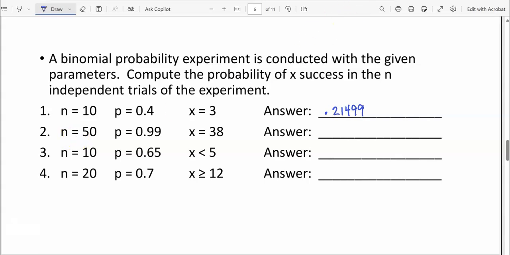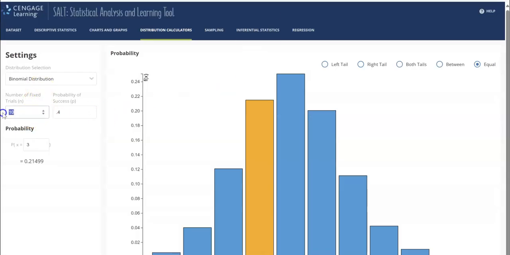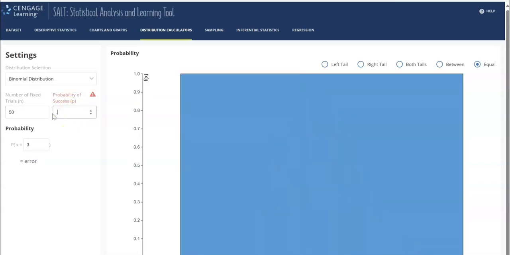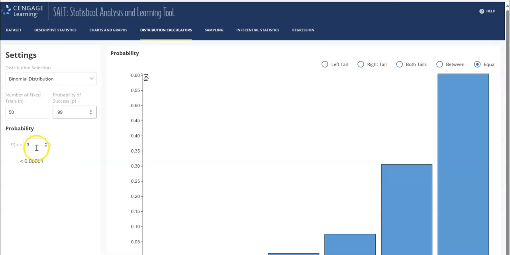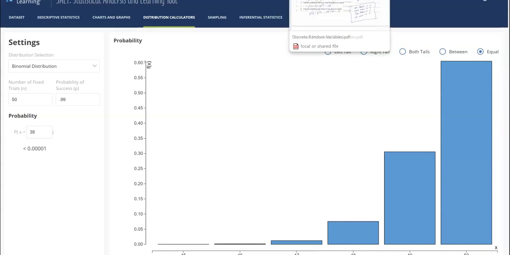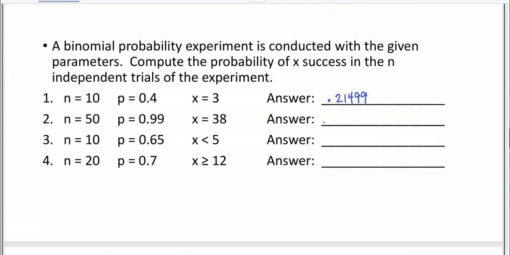We've got number 2, and it's going to be 50. So our number of trials has increased, and look at that probability of success. We're looking at 0.99, so almost 100% there. And we want to know what's the probability we're going to have exactly 38 successes. And you can see that probability is going to be less than, it'd be almost 0.00001. I'll say approximately 0.